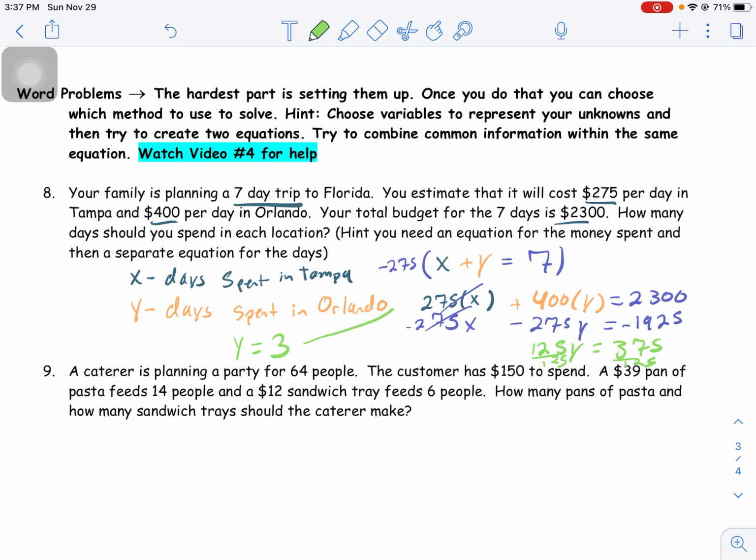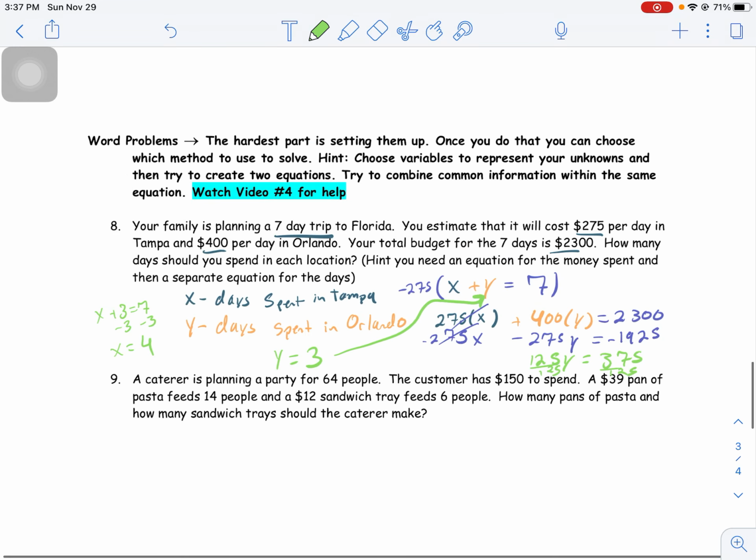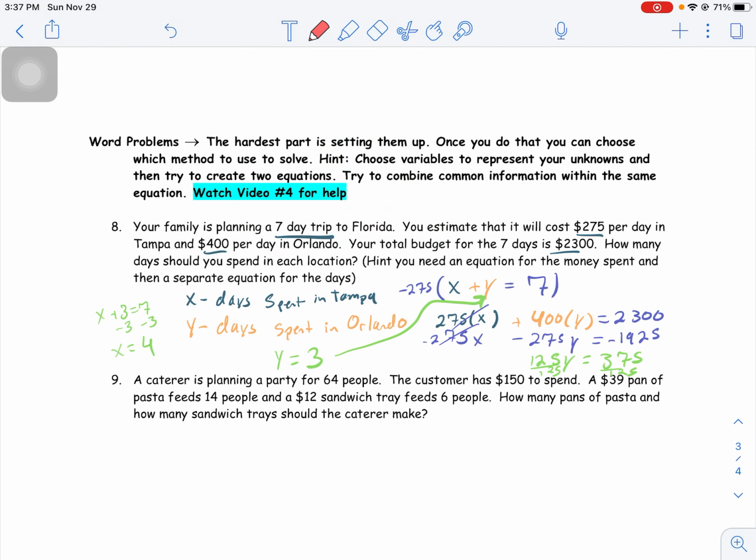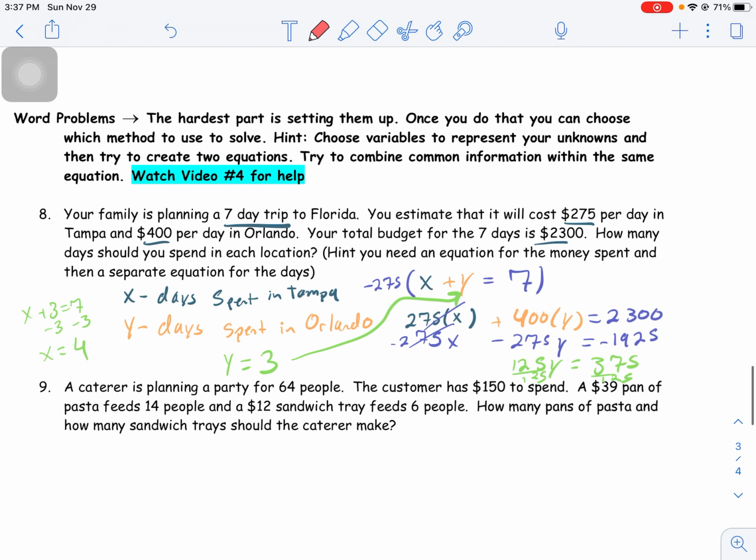And then we can plug this 3 back into the easiest equation, which is x plus y equals 7. So then we have x plus 3 is equal to 7. So we subtract 3 from both sides. You get x is equal to positive 4. So when we're writing the solution to this problem, you would want to say you're going to spend 4 days in Tampa and 3 days in Orlando. And then that would be your solution.